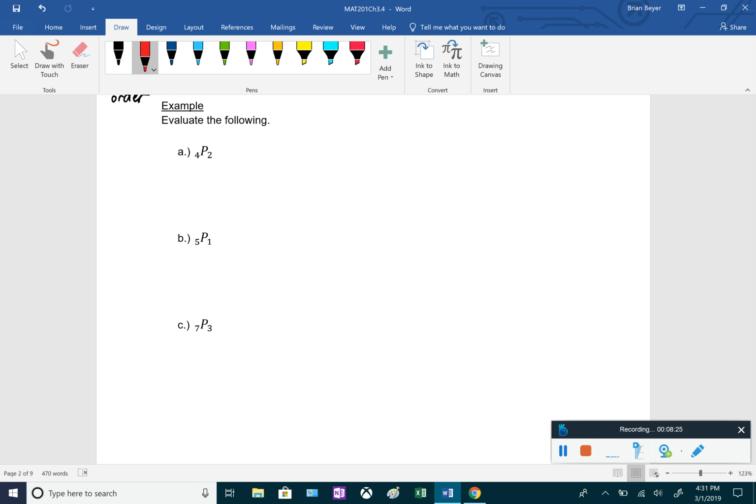So let's evaluate 4P2. And let's conceptually think about what this means too. So 4P2 means that we have 4 total objects, and we're taking 2 of them and putting them in order. So 4P2 is going to tell us how many different ways we can pick 2 objects out of 4 objects and place them in order. So let's calculate this. It's going to be n factorial divided by n minus r factorial. And then we have to simplify.